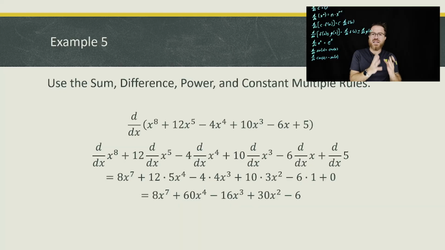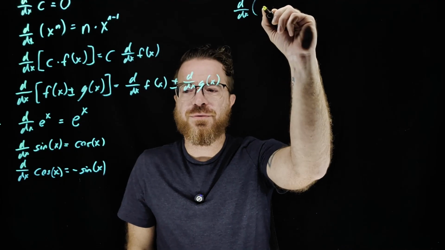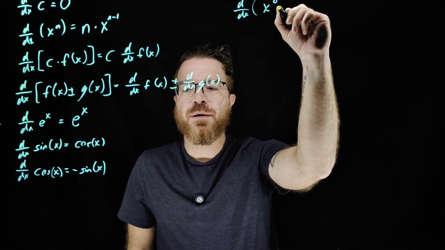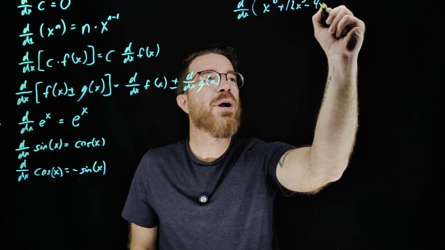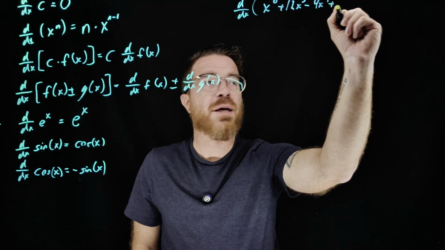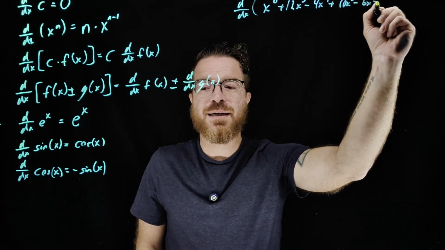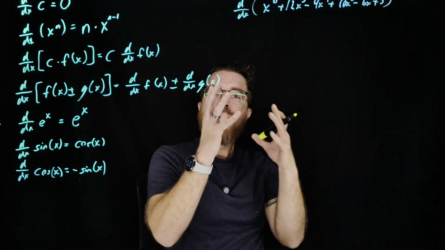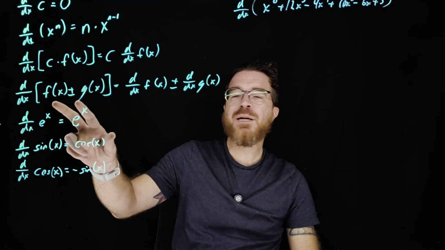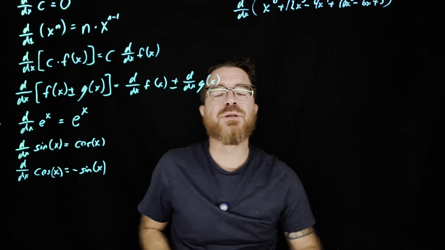Let's look at a more complex function to bring some of these rules all together. Suppose we have d/dx of x to the 8th power plus 12x to the 5th power minus 4x to the 4th power plus 10x cubed minus 6x plus 5. If we wanted to do this derivative, the first thing I'm going to do is split up my derivative into individual derivatives using our addition-subtraction rule.